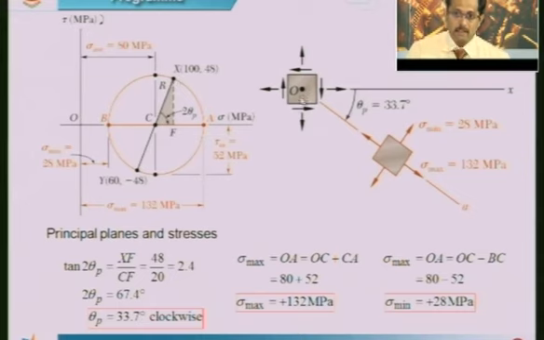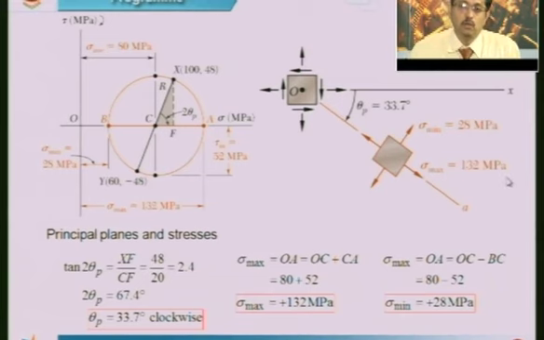So, we rotate this by the same angle, which is 33.7, and we get this block. The stresses that are going to be acting would be the maximum and the minimum principal stresses, which we have got as sigma max, which is equal to 132 megapascal, and sigma minimum, which is equal to 28 megapascal. So, that is what we get from this. Now, that is what is indicated here. How to calculate it is shown using the Mohr circle.